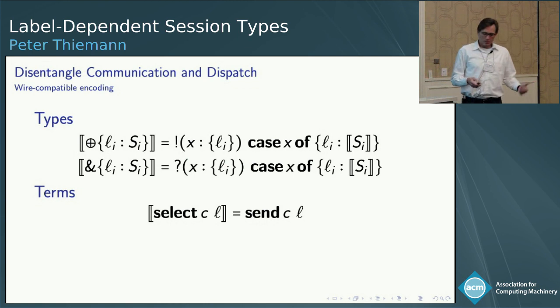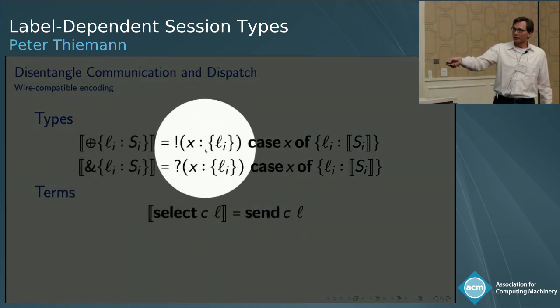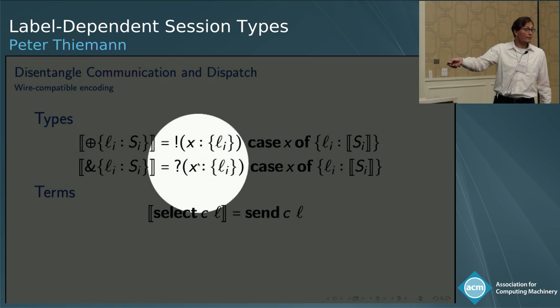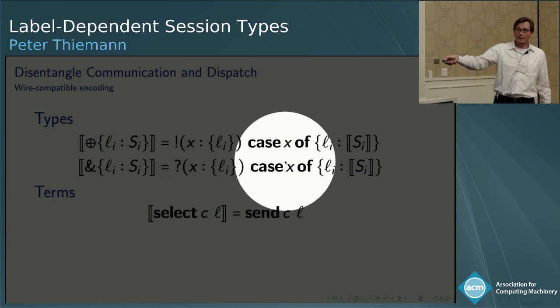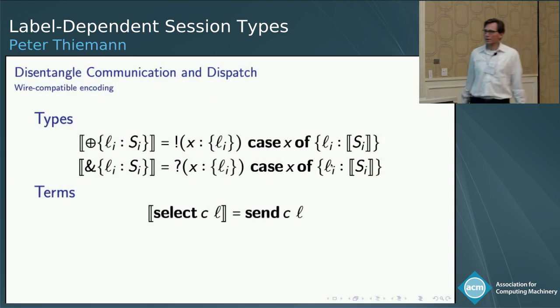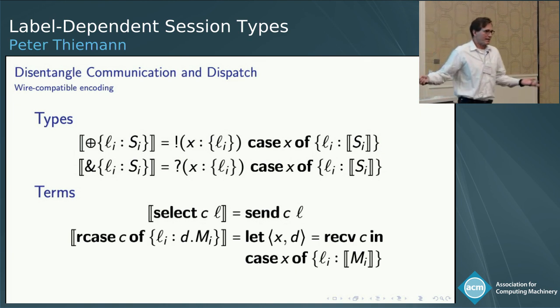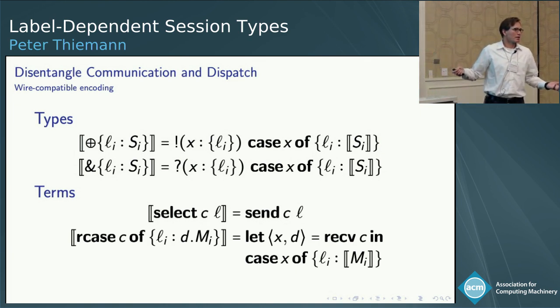On the receiving end, it's pretty much the same. So the branch type becomes: receive a command, then decode the command using a large elimination, and then continue according to the selected command. And that's exactly also the implementation. And this is already the heart of this wire-compatible encoding.